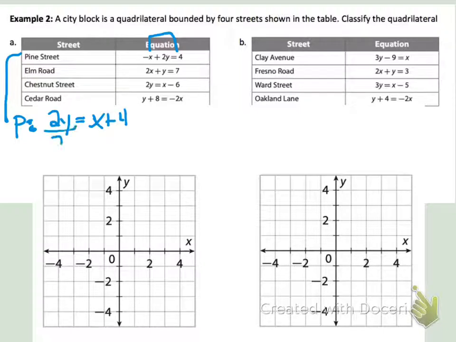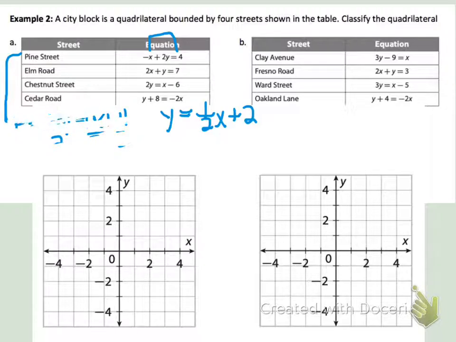And then I'm going to divide by 2. Everything gets divided by 2, right? So that leaves me with y equals, and since there's not anything in front of the x, that means there's really a 1 there. So that's really 1/2 x, and then 4 divided by 2 is 2. So that is line P, which is Pine Street, and we can go down here and graph that. That's Pine Street.